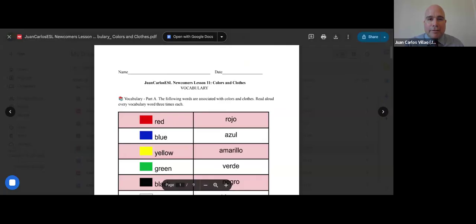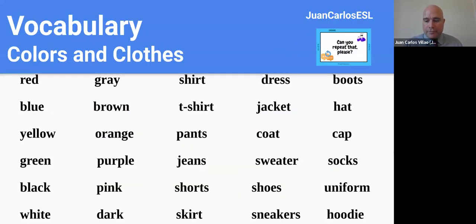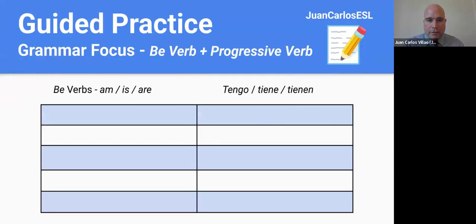All right, so now let's go back to our presentation. All right, so guided practice. So guided practice focuses on be verb plus progressive verb. But first, we'll introduce how it's introduced in a sentence.